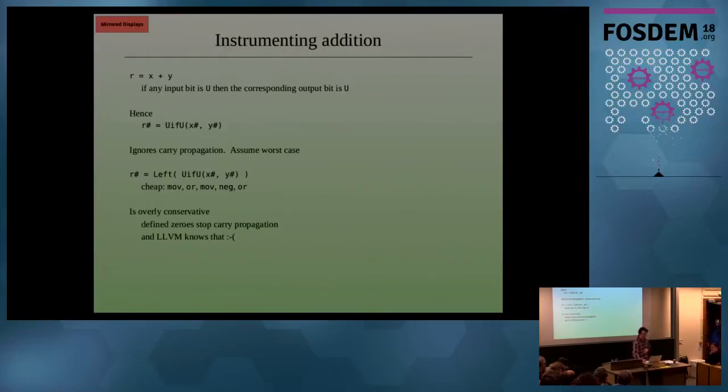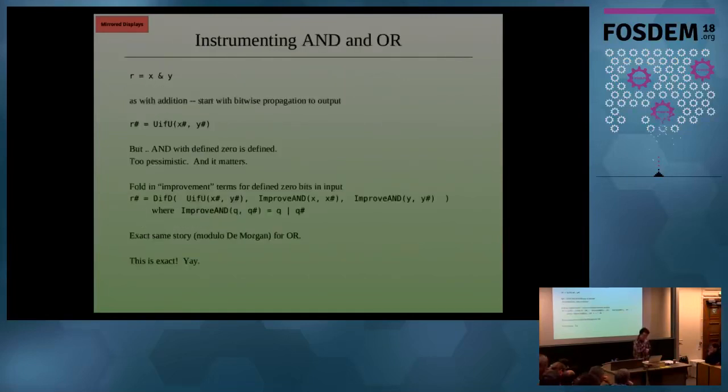So let me move on to instrumenting something which is actually even simpler sounding, which is AND and OR. Here we go again, same kind of deal. The program does a bitwise AND of two operands. And we're going to say, well, obviously, the result is undefined if either input bit is undefined, for all input bits. So we're going to use U if U again.